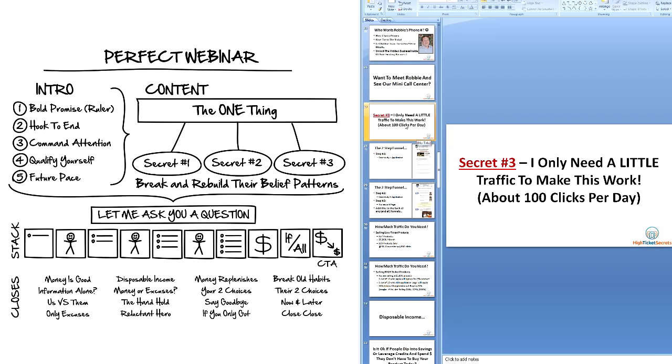All right, now for me, I moved to secret number 3, which is I only need a little bit of traffic to make this work, about 100 clicks. Because what do most people think? I would love to do high ticket things, but I can't drive traffic. I can't send 1,000 clicks a day. In their mind, it's got to be this huge thing. So I got to break that belief pattern. I got to rebuild it. So I start breaking. Let me show you how we do it.